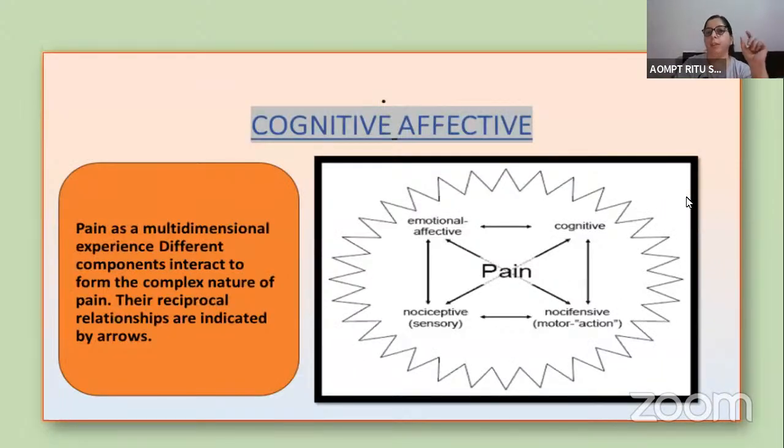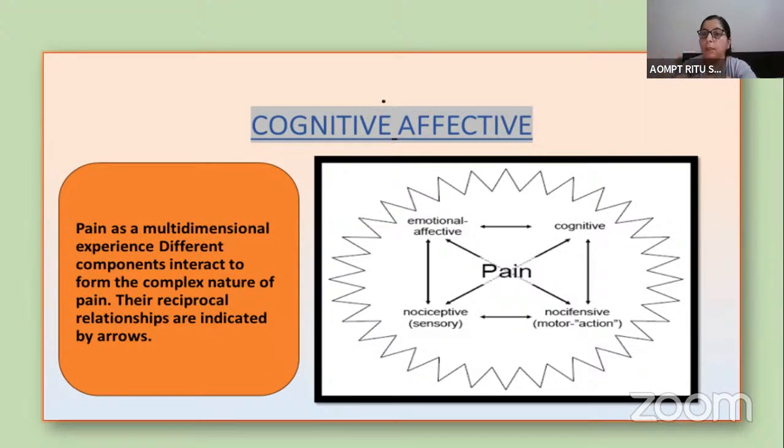So now we are moving towards the cognitive affective, that is an important part. Here the emotional affective is a multi-dimensional experience. Different components interact to form the complex nature of the pain. Their reciprocal relationships are indicated, like if the patient has emotional affect, it means there is a cognitive behavior, so the patient can give so many excuses to you that yes, this is the cause, this is the cause, and they cannot remember what they are saying.